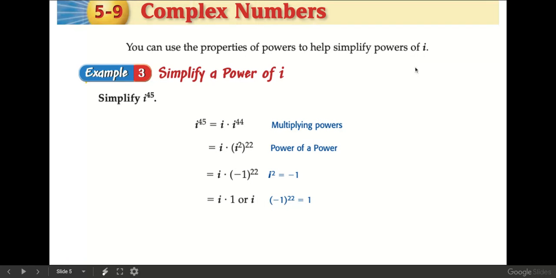Again, we could have listed out all the powers from 1 all the way up to 45, and you would just see it cycle through that same pattern of 4 all the way along.